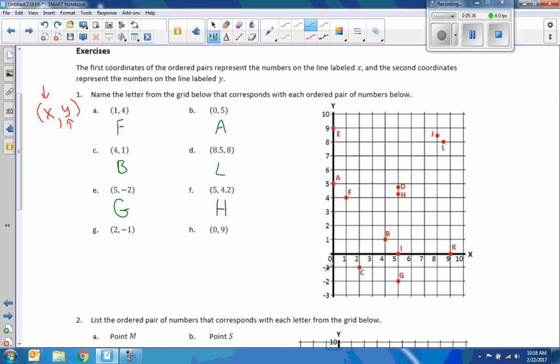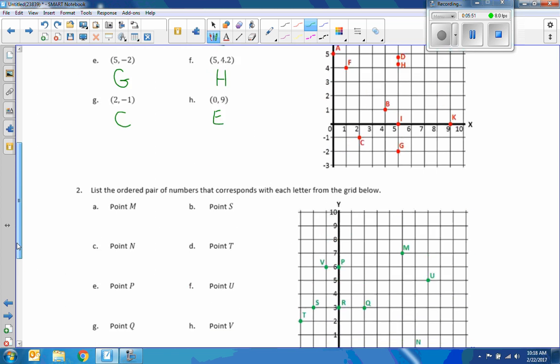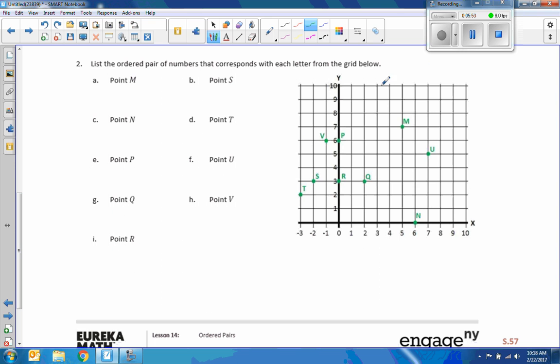G is 2 comma negative 1, which means go to the right 2 and then down 1. So that is C. 0 comma 9. We're at 0. Don't move. Just go up 9. That is E.